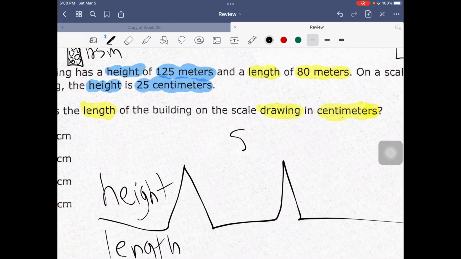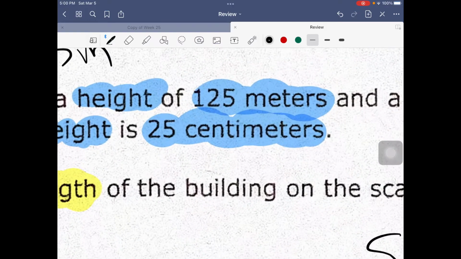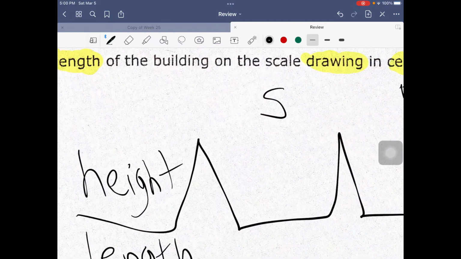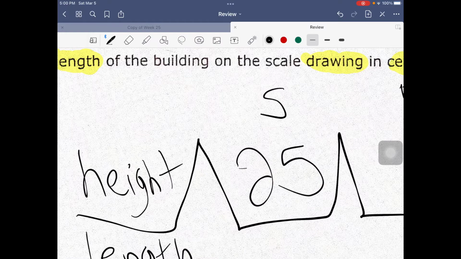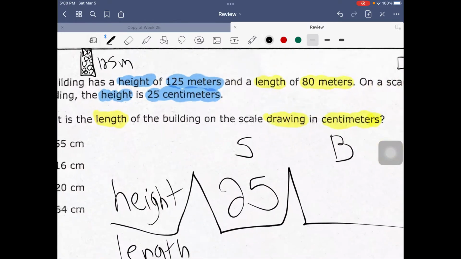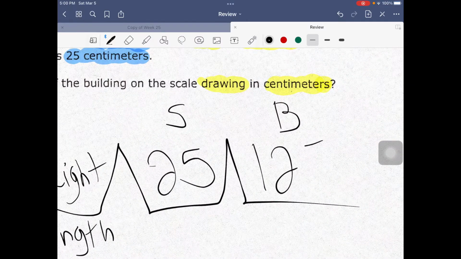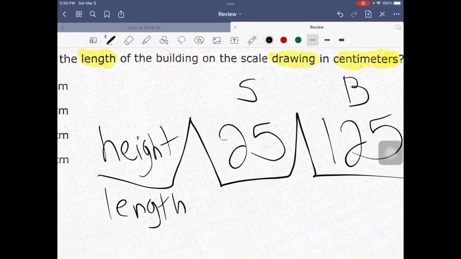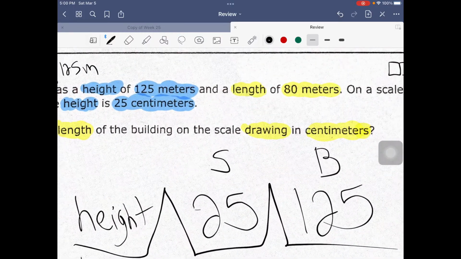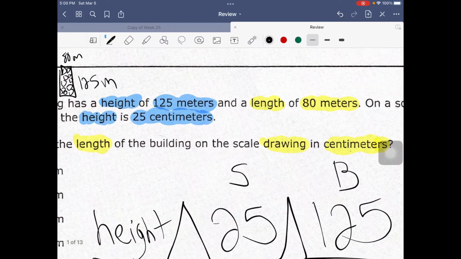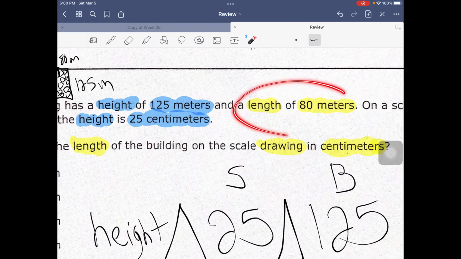Ahora I'm going to put S for small, B for big. Which one is my small for the height? I think it's going to be 25, correct? Which one's my big for the height? 125. Perfecto. Now, which one's my small one for the length? Do you think it's 80 meters?